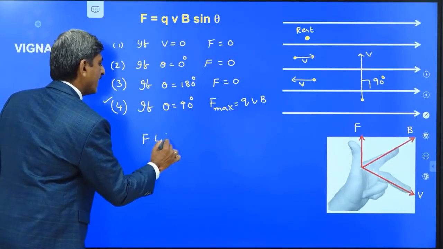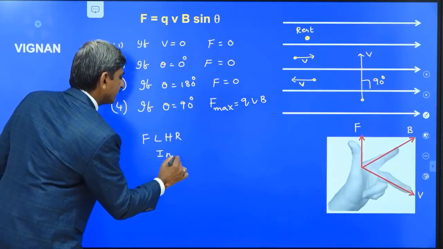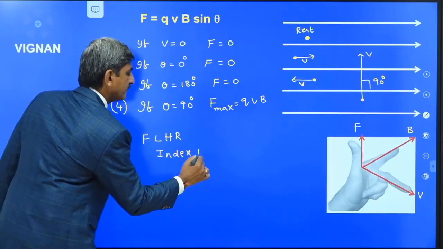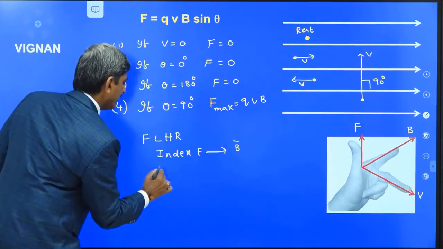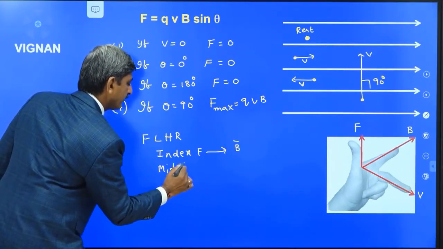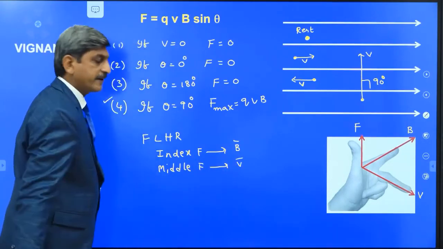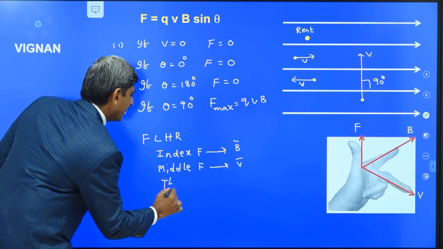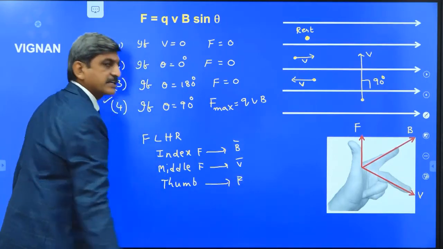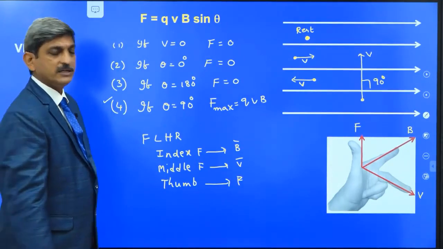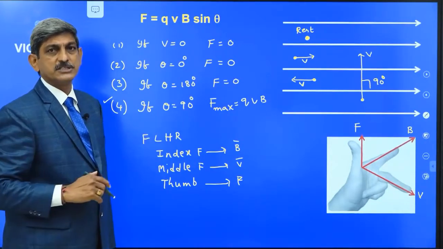So here the index finger indicates the direction of the magnetic field, whereas the middle finger indicates the direction of the velocity of the particle, then the thumb indicates the direction of the force acting on the particle. Okay? Now here we decide the direction of the force acting on the positive charge.